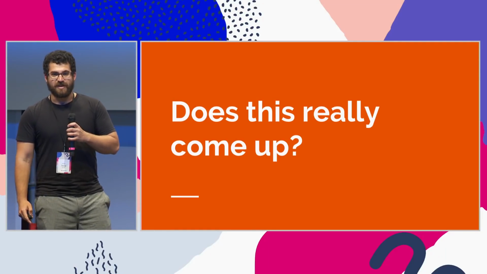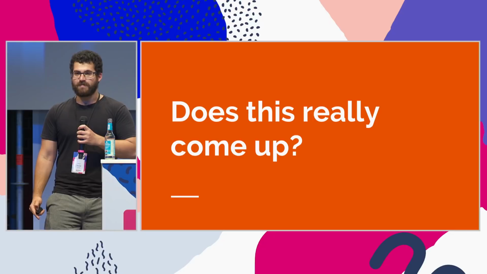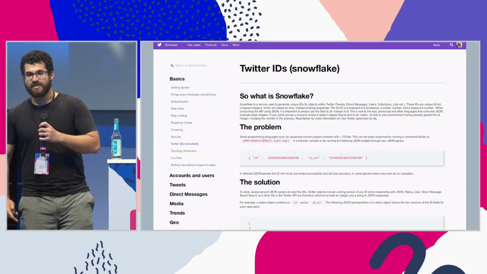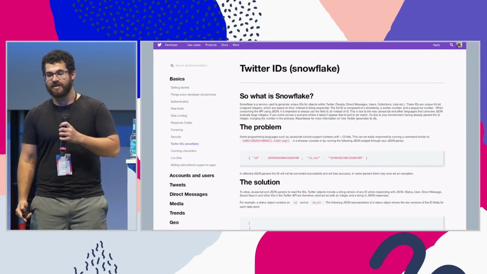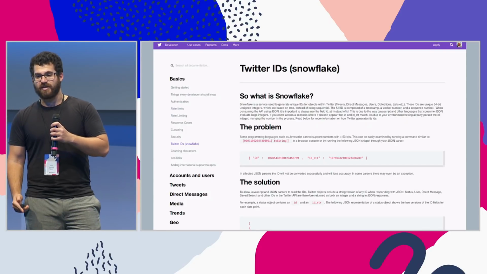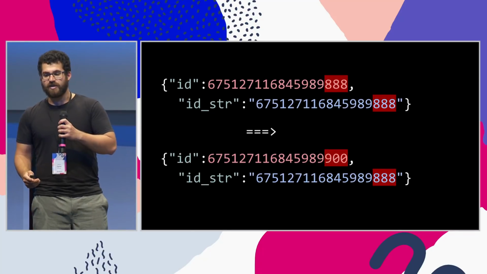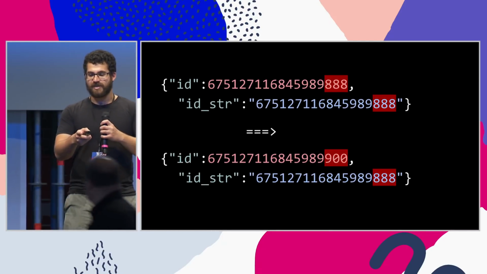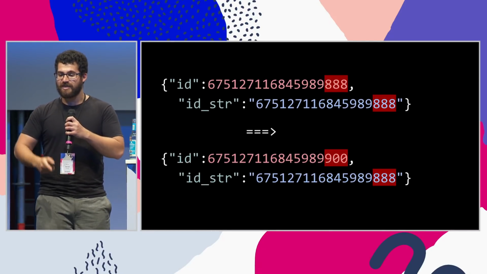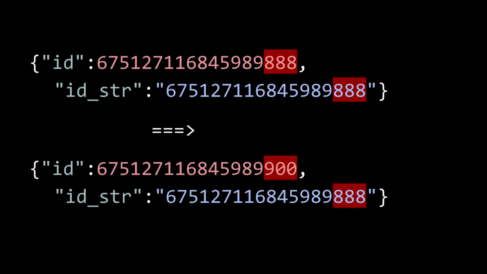But this seems like a pretty random edge case. Does this ever actually come up in practice? It turns out it does. So in Twitter's API, there's an ID field. Stuff like tweets are represented by JSON objects. And the ID that you get over the network might look like this big number ending in 888. The thing is, when you parse that in JavaScript, it gets converted to a number. So the 888 rounds to 900.